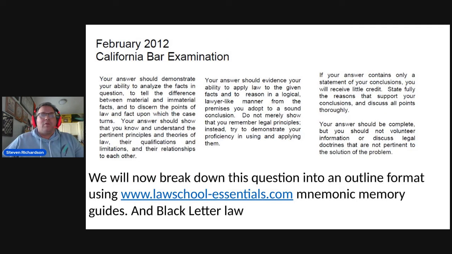Okay, so these were the instructions on the February 2012 Cal Bar exam. The standard stuff, you can get it online.